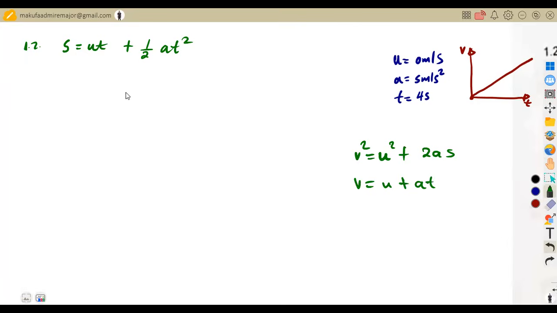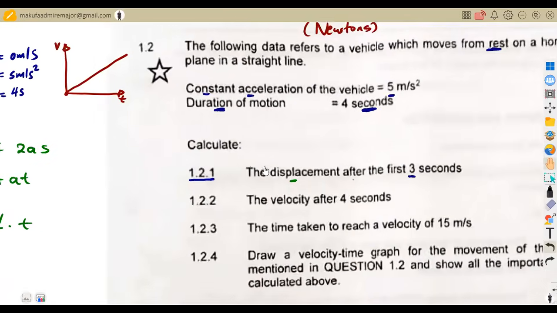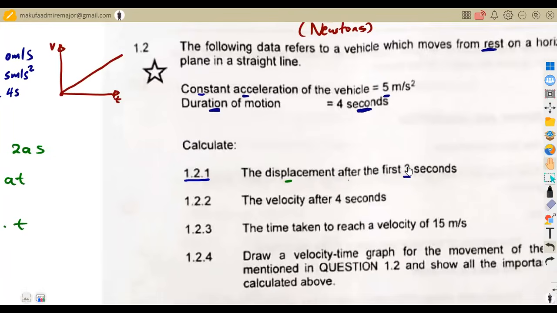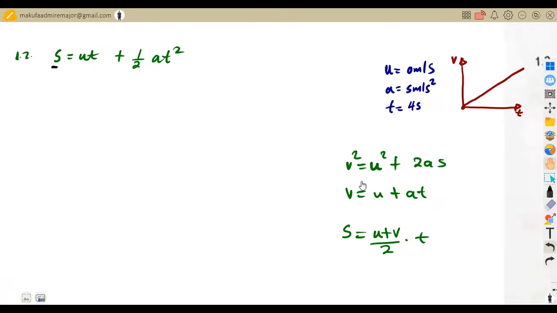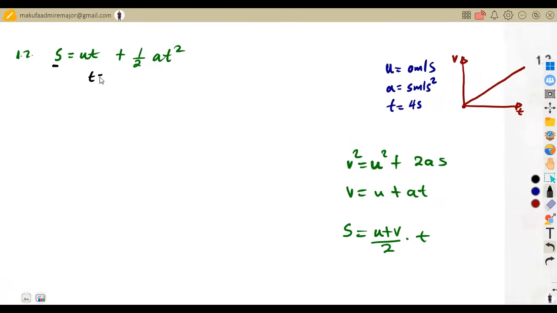These are some of the formulas that we can take into consideration, and also the one for the average velocity, U plus V over 2 times T. These are some of the things that we can play around with from our linear motion. So in this case, we are given to calculate the displacement. So we can use this formula, given that the time, take note, is not 4 seconds, but 3 seconds. Our T is supposed to be 3.